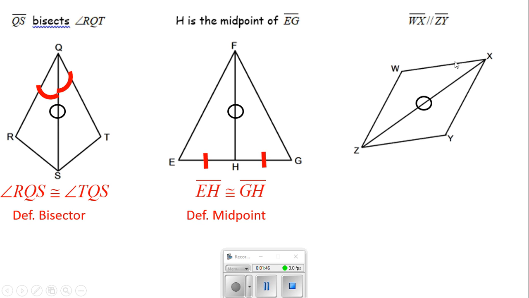Finally, in the last picture, because of the parallel lines, we know two of the angles are congruent, these two angles. You can write that down. Angle XZY is congruent to angle WXZ, and the reason is alternate interior angles.